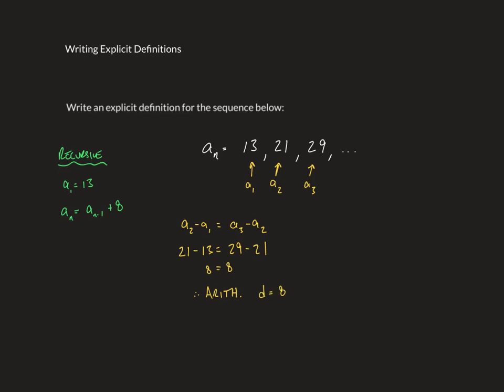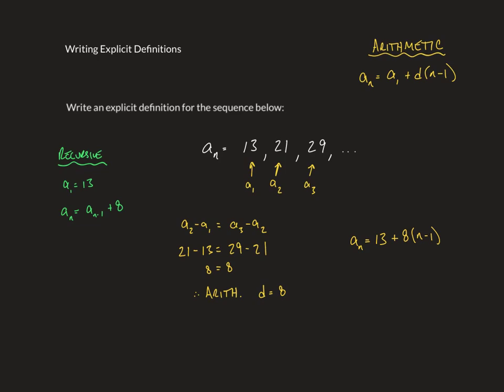So what I'm going to give you now is the general form for all of these explicit definitions if they are arithmetic. So you can write all arithmetic sequences of the form a of 1 plus the common difference times n minus 1, and that will give you an explicit definition for that arithmetic sequence. So in this case, I'm going to write a of n equals, my first term is 13, something we already identified, plus d, which in this case is 8, we said the common difference is 8, times n minus 1.